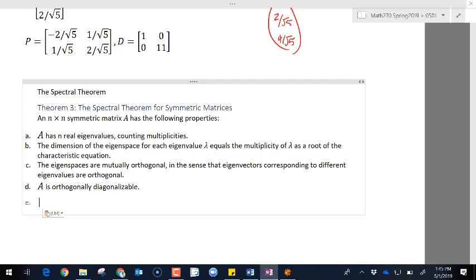C, the eigenspaces are mutually orthogonal in the sense that eigenvectors corresponding to different eigenvalues are orthogonal. Now again, within the eigenspace for one eigenvalue, those vectors may not be orthogonal, as we saw in our first example. With the eigenvalue of 7, we had two eigenvectors, but they were not orthogonal. However, by the Gram-Schmidt process, we can make them orthogonal, and therefore they are orthogonally diagonalizable.